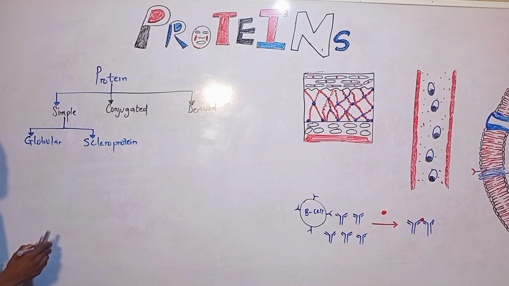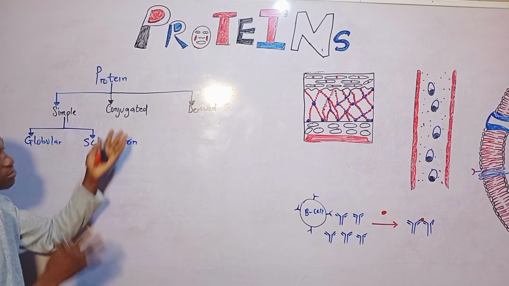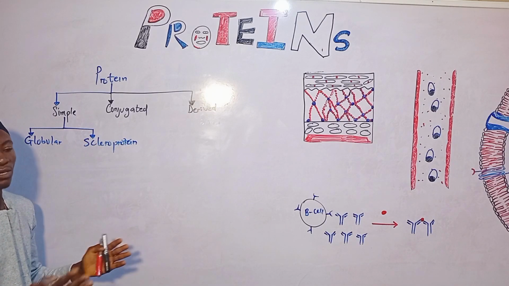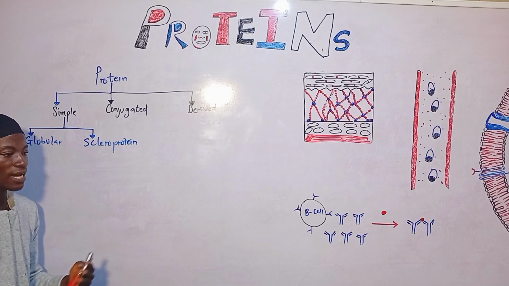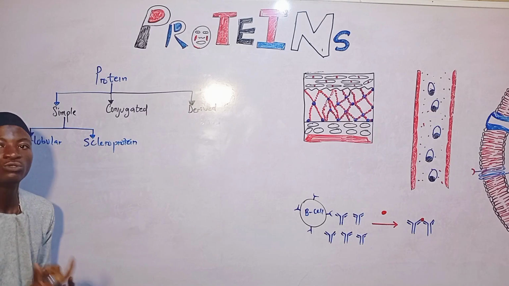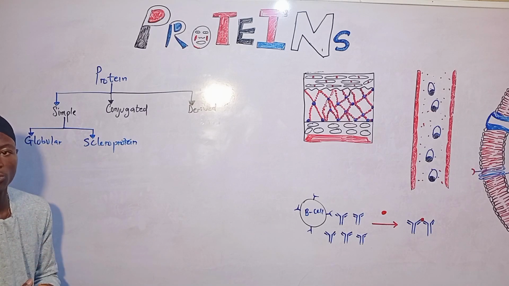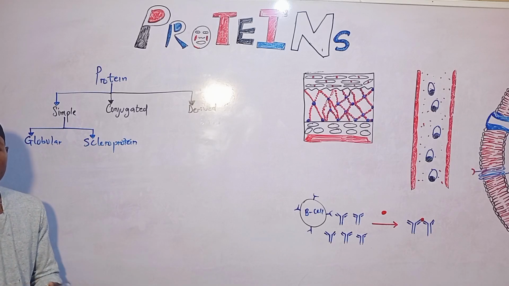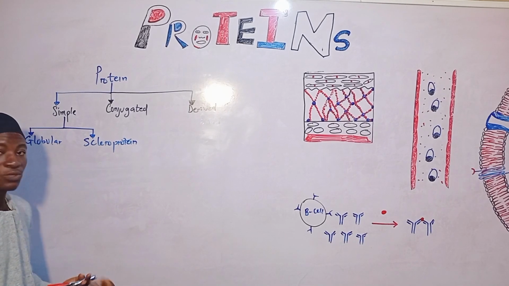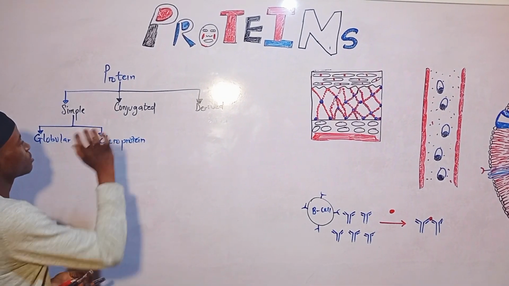So I'm going to give you examples. Conjugated protein is still conjugated protein, because we have different types of them. We have those that are conjugated with metals, some that are conjugated with lipid, and those that are conjugated with carbohydrates. That's just conjugated protein.